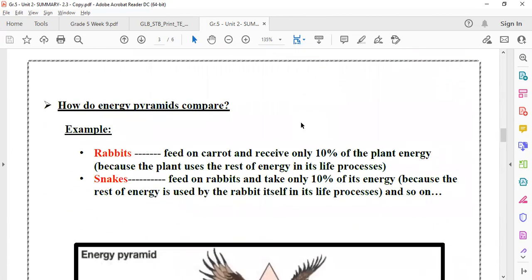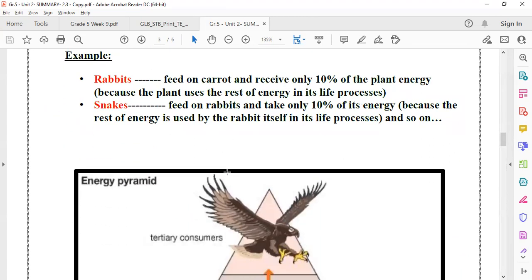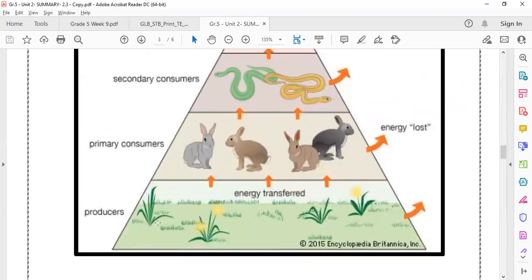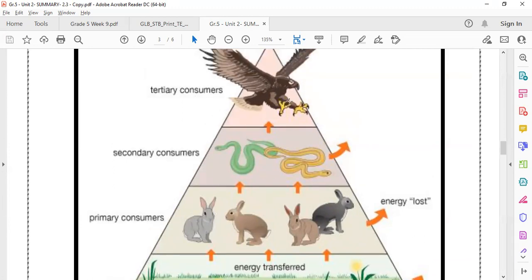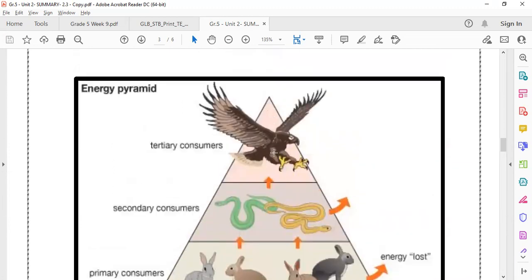Then page number 3. How do energy pyramids compare? Examples, rabbits. Look at this energy pyramid. It starts with producers at the base, then the herbivores, the primary consumers, then carnivores, the secondary consumers like snakes, then the tertiary consumer on top like the hog. Okay.